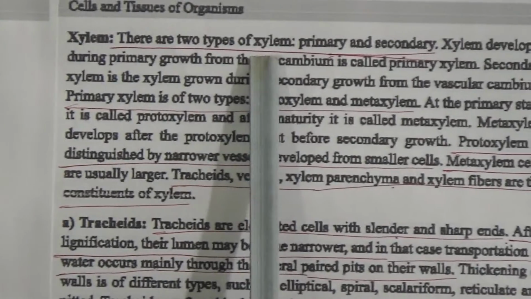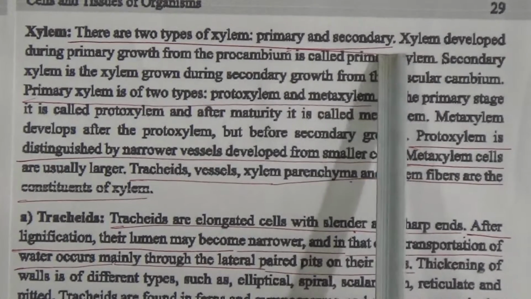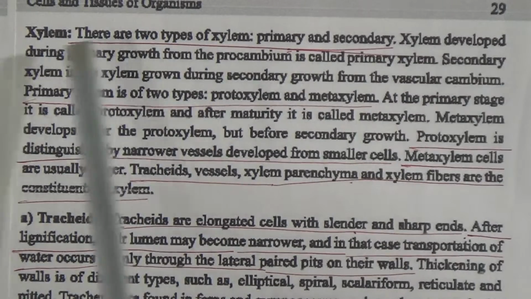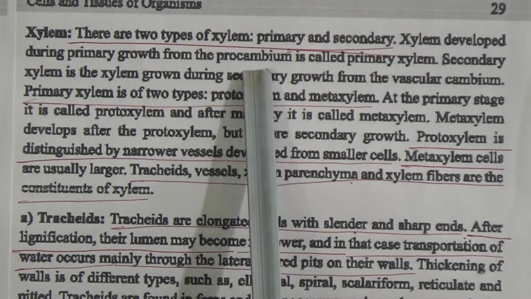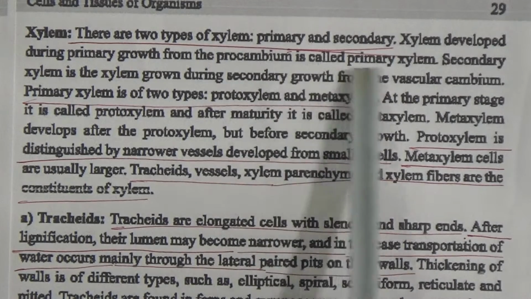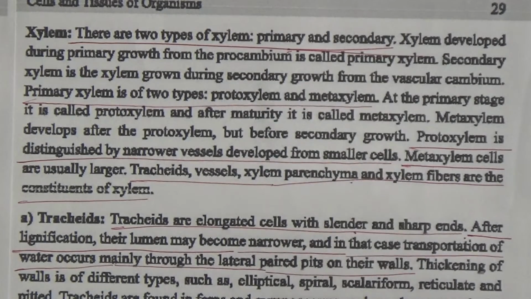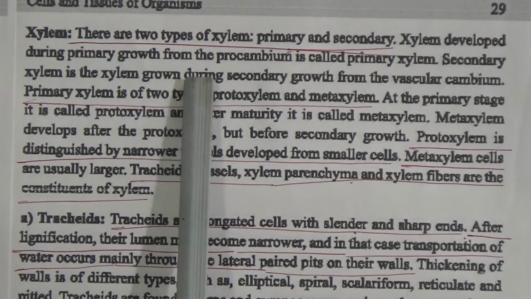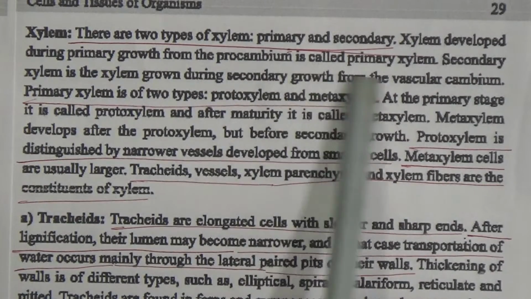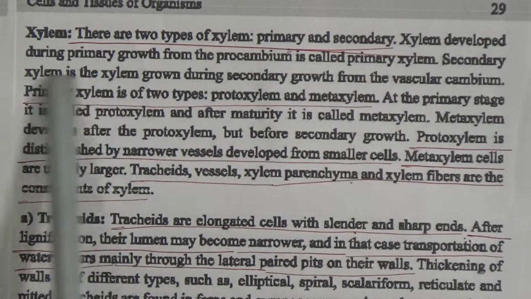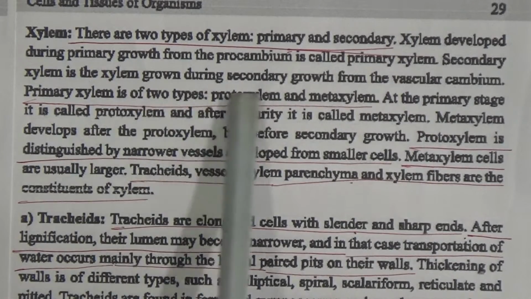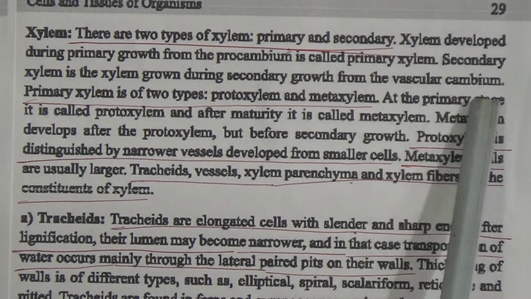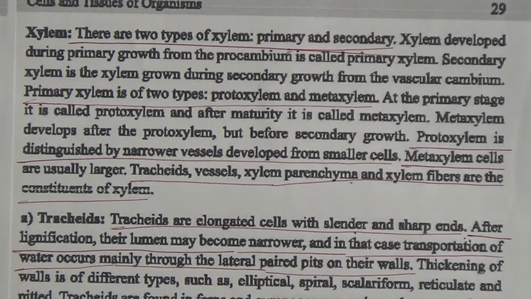Now, xylem. What is xylem? There are two types of xylem, primary and secondary. Xylem developed during primary growth from the procambium is called primary xylem. Secondary xylem is the xylem grown during secondary growth from the vascular cambium.